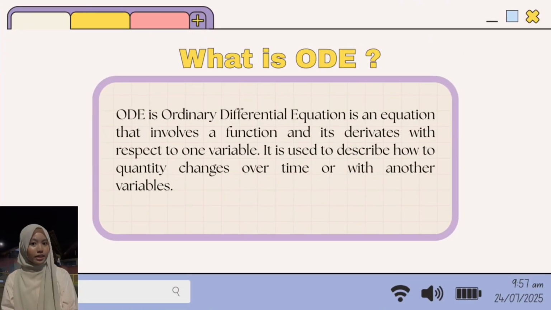First, what is ODE? ODE is ordinary differential equation. It's an equation that involves a function and its derivative with respect to one variable. It is used to describe how two quantities change over time or with another variable.